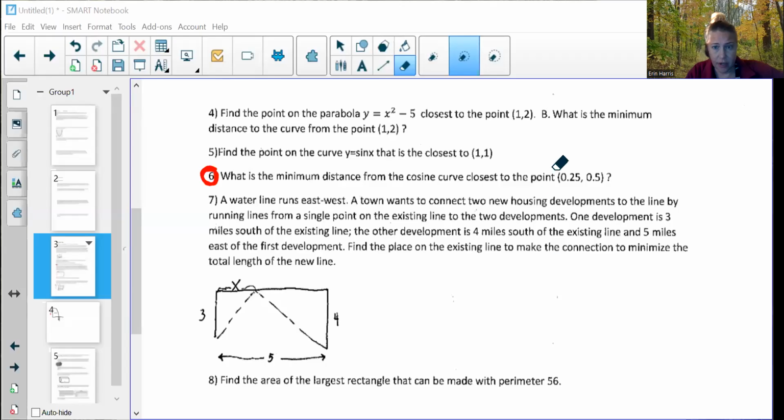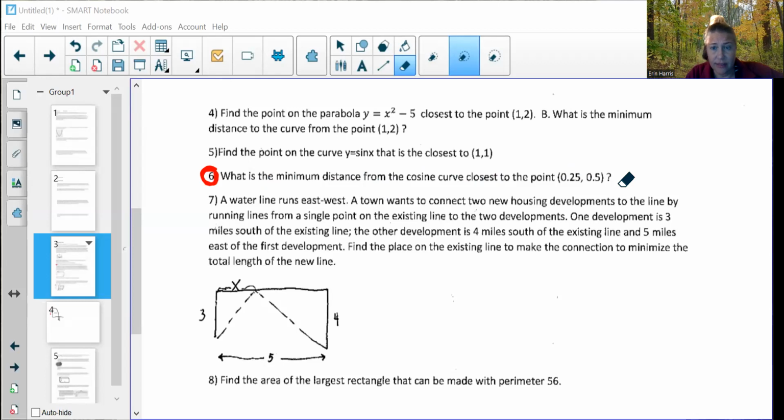Okay, I'm going to begin here by going over number 6, one of the distance to the curve problems. I thought I'd do the one with trig because I know that people tend to panic every time they see trig. But it's no different than any other function. So what is the minimum distance from the cosine curve to this point? And I like to draw pictures.